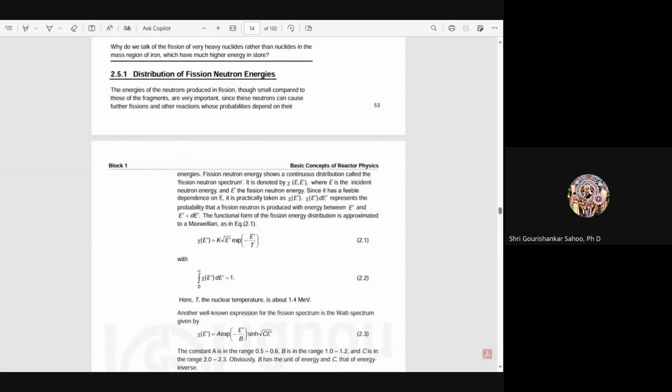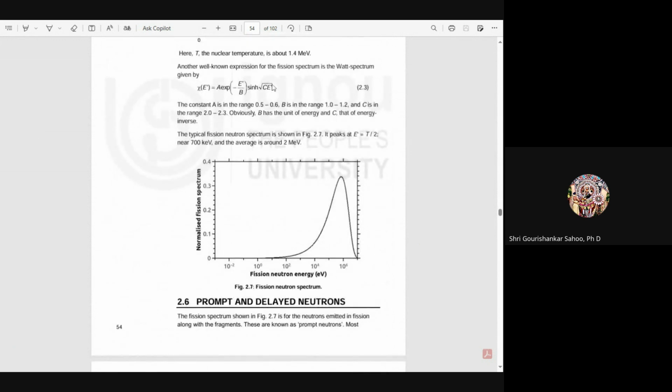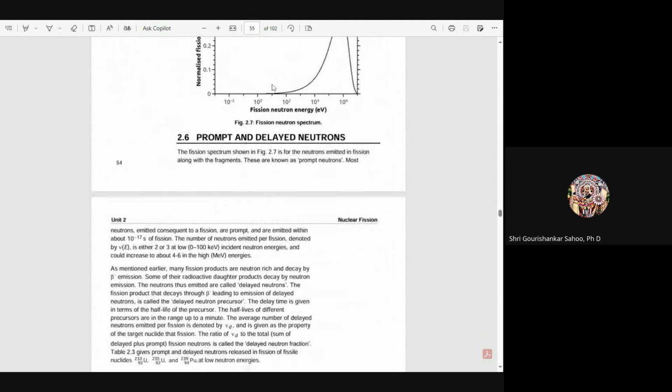The energies of neutrons produced in a fission, though small compared to those of the fragments, are very important since these neutrons can cause further fissions and other reactions which probably depend on their energies. Fission neutron energy shows a continuous distribution called the fission neutron spectrum, denoted by Xi, where E is the incident neutron energy and E dash the fission neutron energy. Since it has a feeble dependence on E, it is practically taken as Xi(E') dE'. And you can see the fission neutron spectrum on the screen.